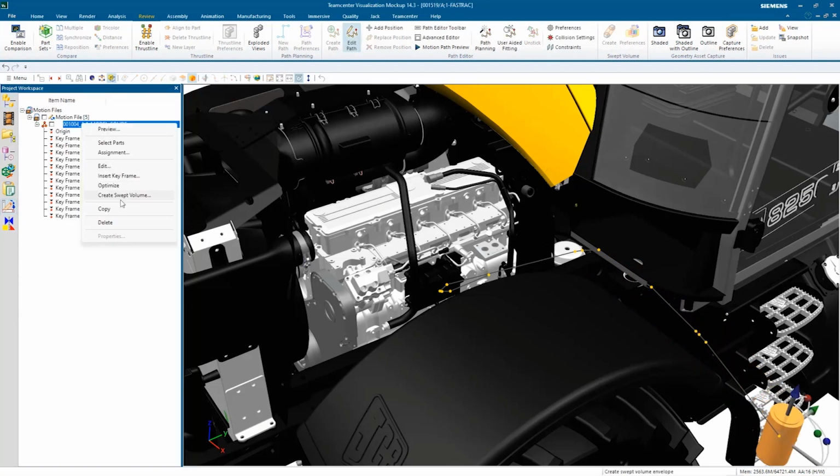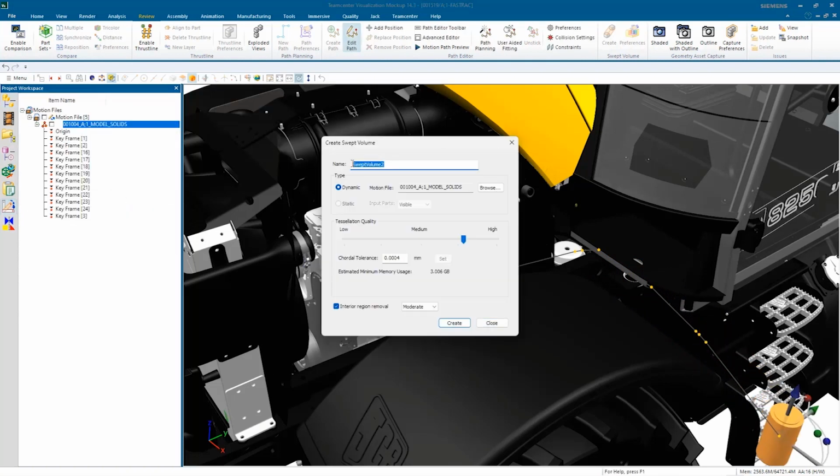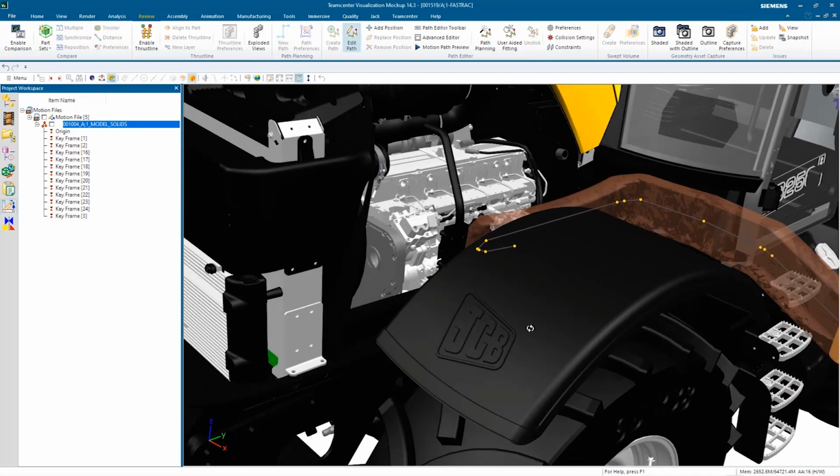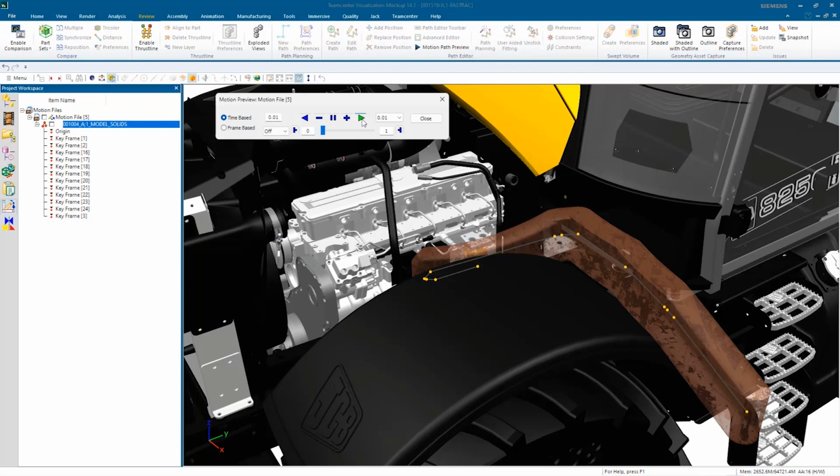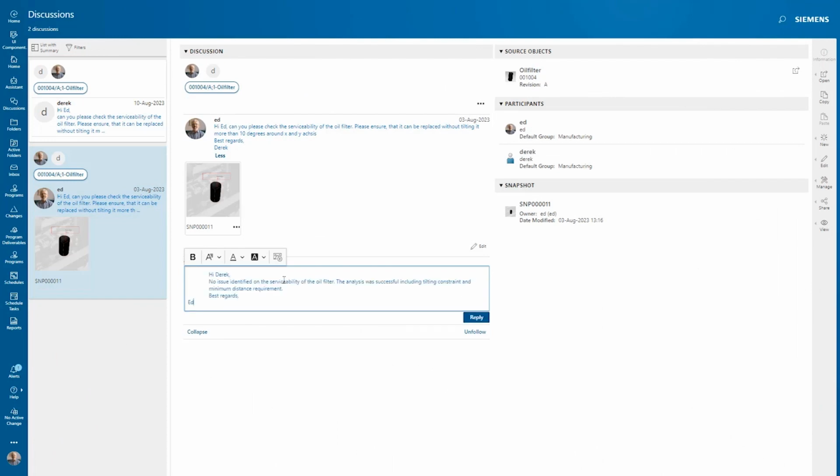As a final step, the service engineer uses the swept volume capability to create a space reservation model for dismounting the oil filter. As no issues are identified, he informs the service planning manager that the serviceability of the oil filter is guaranteed.